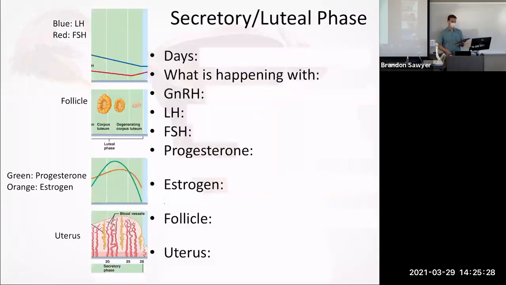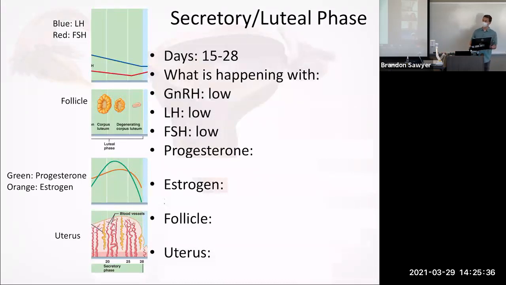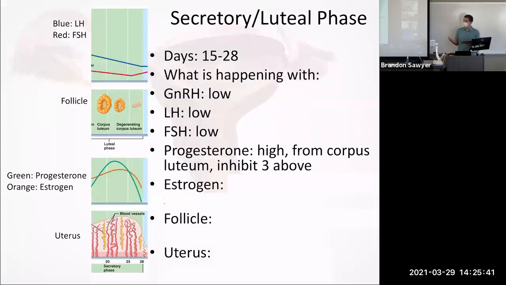And then the last phase here is the secretory or luteal phase. This is days 15 through 28, so the last 2 weeks. Okay, GnRH, LH, FSH, these are all low during this period. Progesterone is inhibiting them, and there is a lot of progesterone because it's coming from the corpus luteum, but it's inhibiting those 3 hormones above.